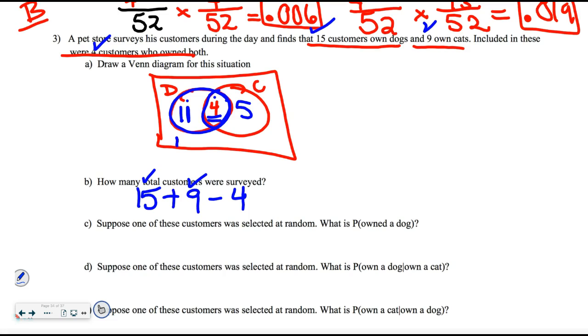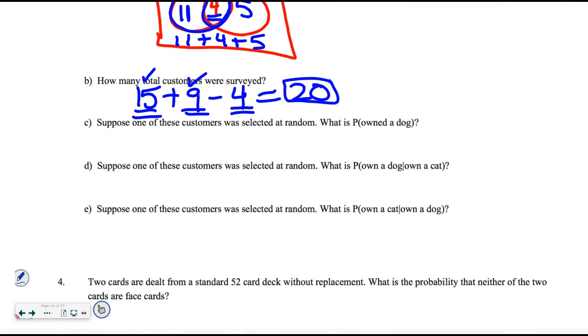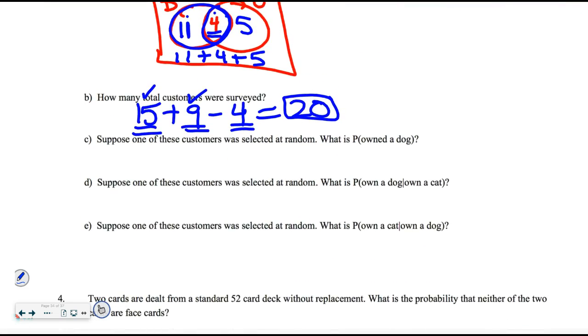So either make a Venn diagram and add these numbers up, or if you're going to add them up from the total, like Ethan, I said you had 24. Yeah, you have to be careful with that because you're counting the boths twice that way. So it's actually a 20, so change your answer. I'm glad you had it done though. I'm proud of you for taking care of business. All right, suppose one of the customers was selected at random, total of 20.